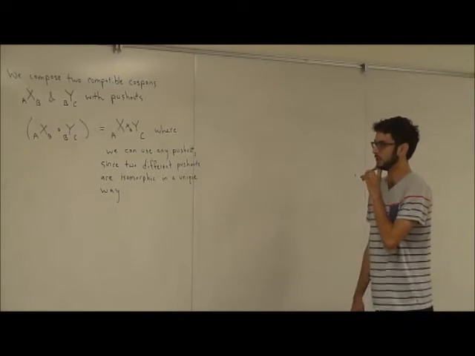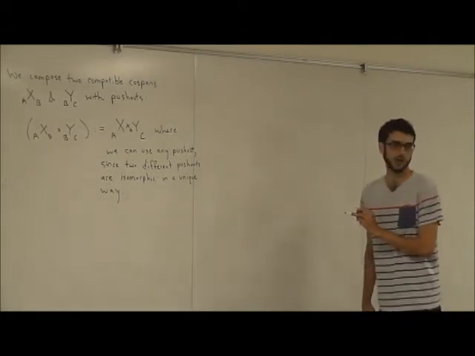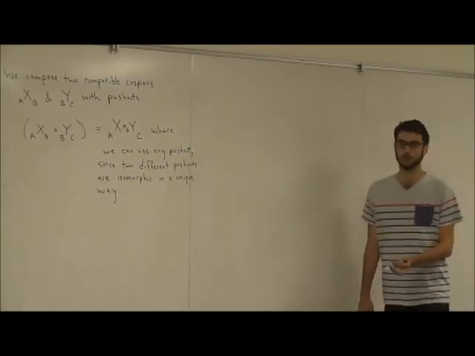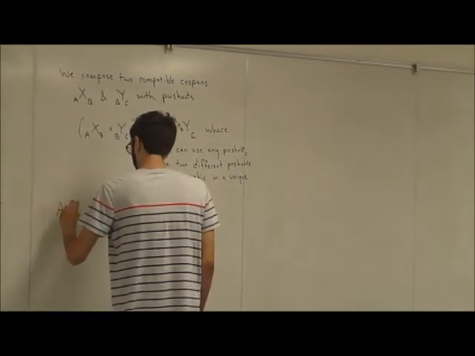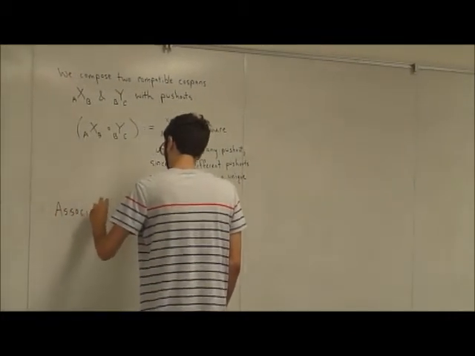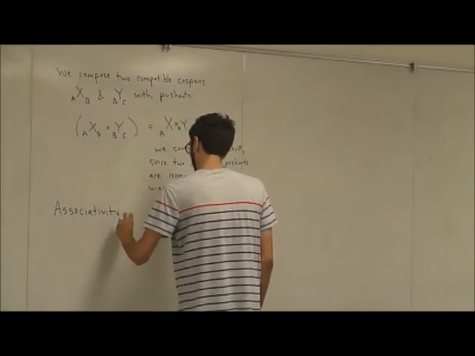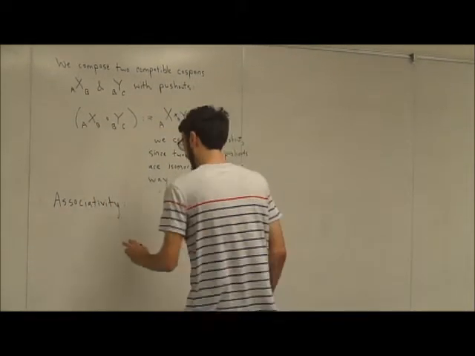Now, what else do we need for a category? Well, we need composition to be associative. Right? So for this, we need to look at a triple of cospans.